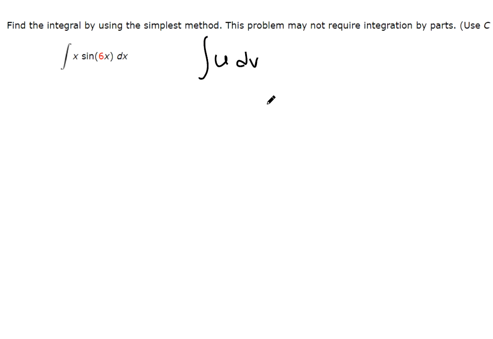And so integration by parts works by choosing a u. In this case, I'm going to choose u to be x, and then choose a dv. I'm going to let this be dv. And integration by parts says you can evaluate the indefinite integral by doing u times v, minus the indefinite integral of v du.